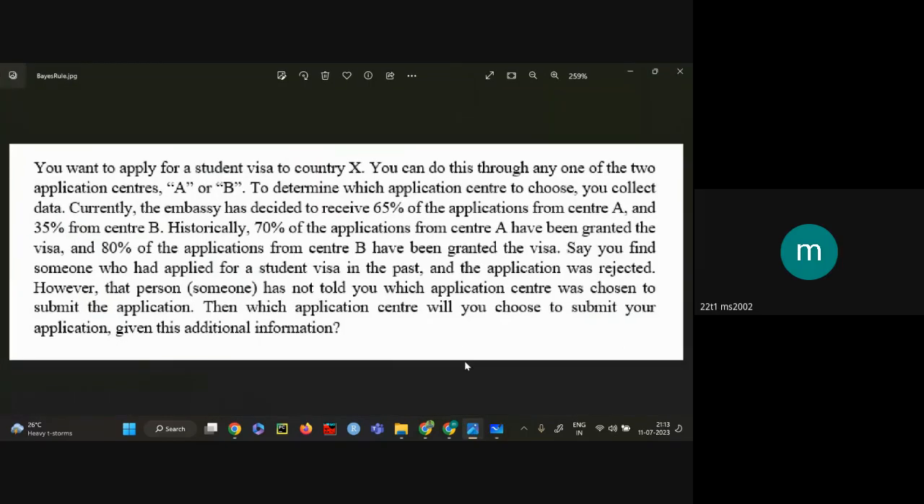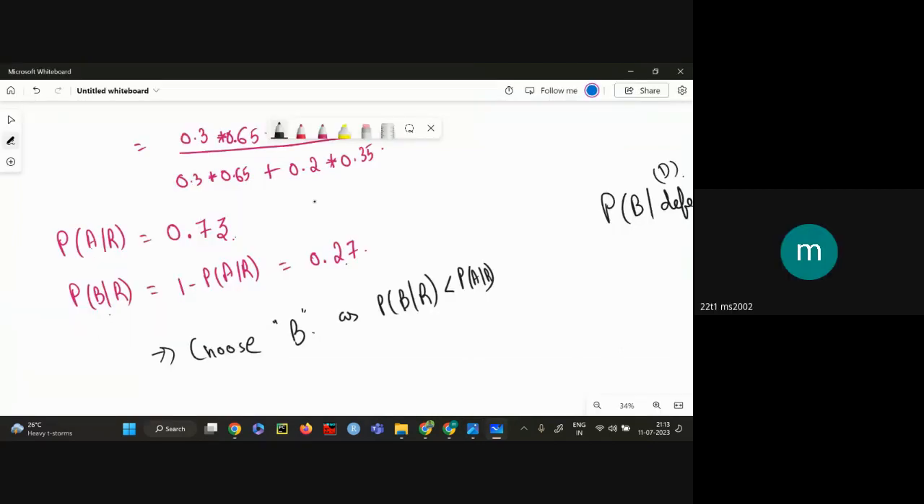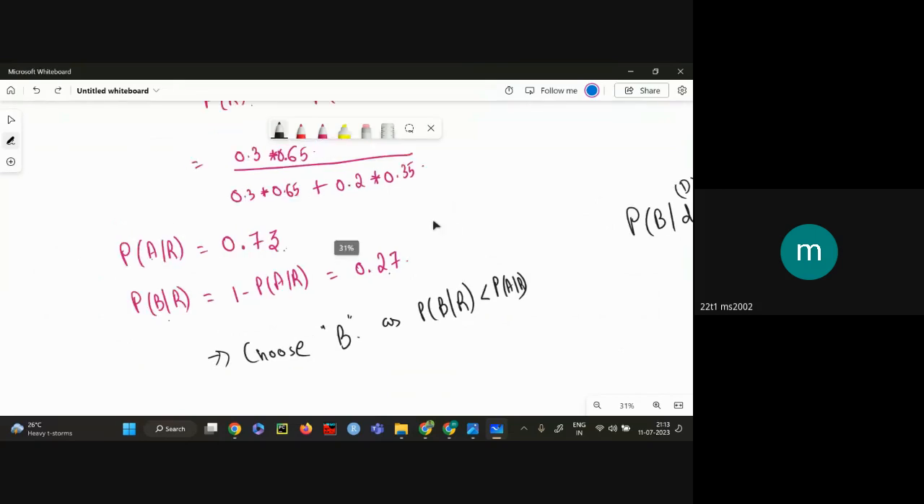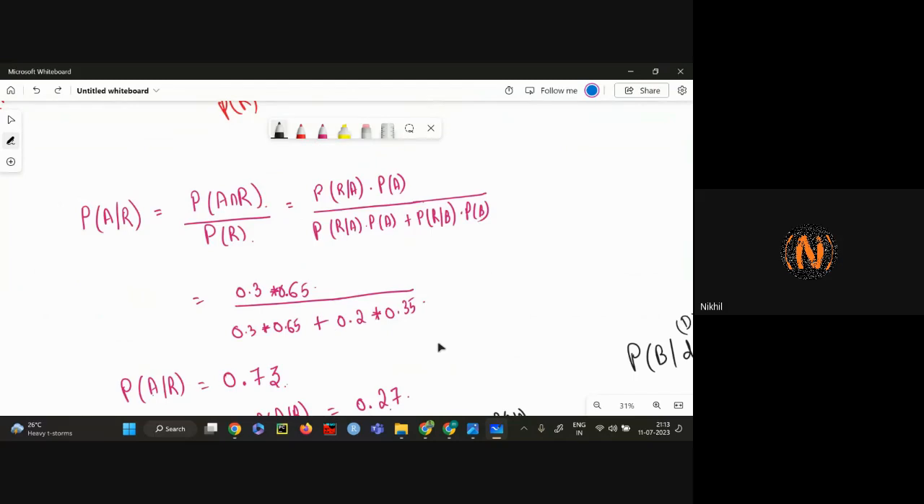Sir, here we have prior information that someone had applied for a student visa in the past and the application was rejected. If that prior was that the application was selected, would the answer be different? Your computation should change, no? But the answer would be the same, no?